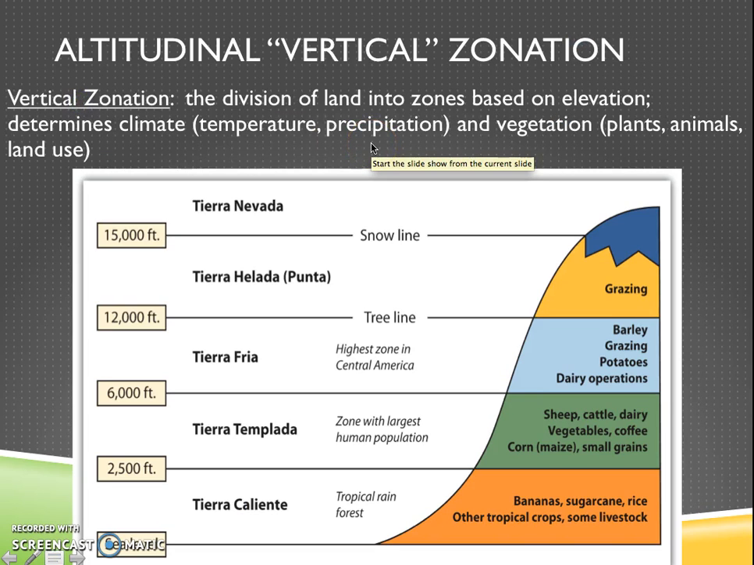Hi guys. Today we're going to talk about altitudinal zonation. This is a key vocabulary word for the unit, and it deals with a unique effect that occurs along the Andes Mountains in South America. The Andes are pretty cool.